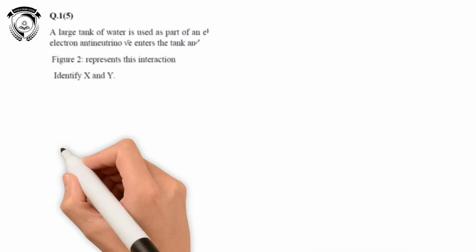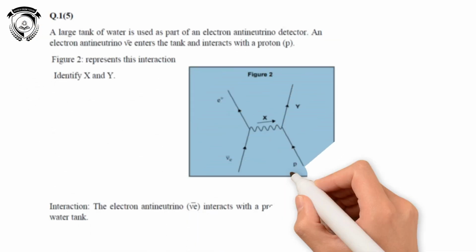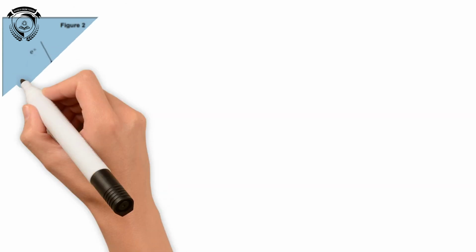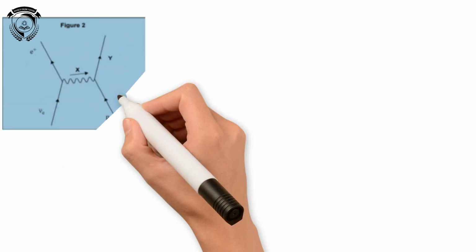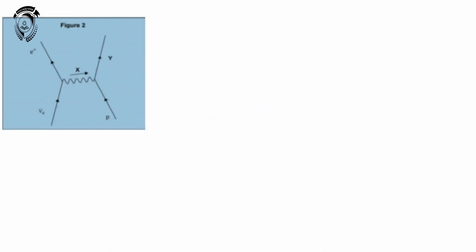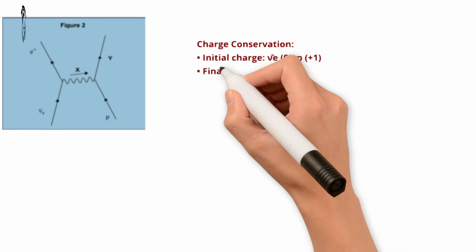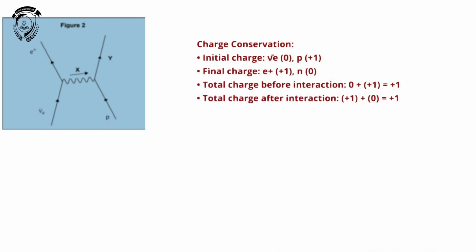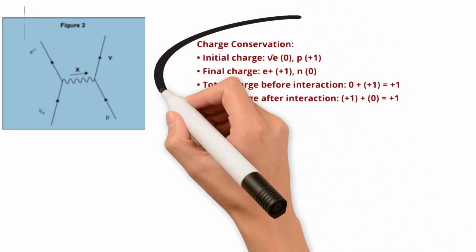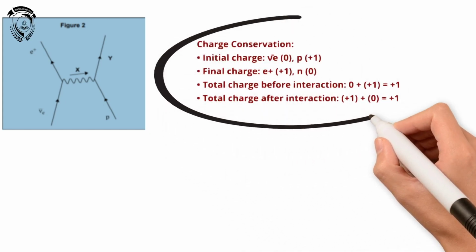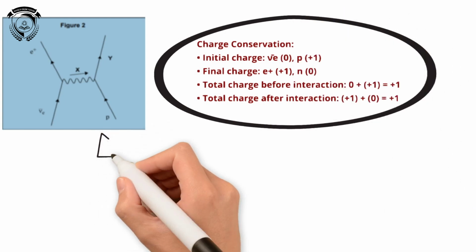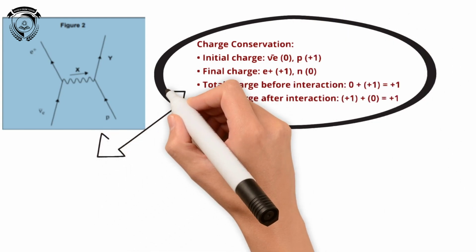Next, question 1.5. They have shown us a Feynman diagram, and they say that a large tank of water is used as part of an electron antineutrino detector. An electron antineutrino enters the tank and interacts with a proton. So the interaction is what? You have an electron antineutrino interacting with a proton in the water tank, and when it interacts with the proton, we have a production of a particle Y and an electron positron, so that's a positron.